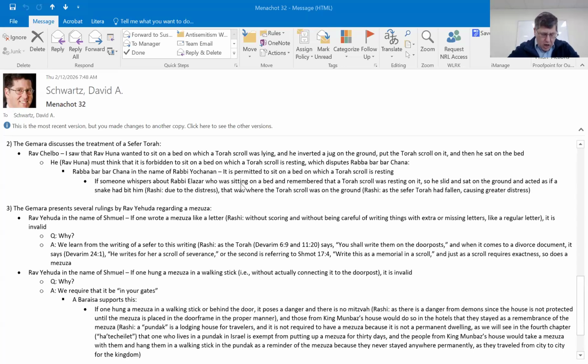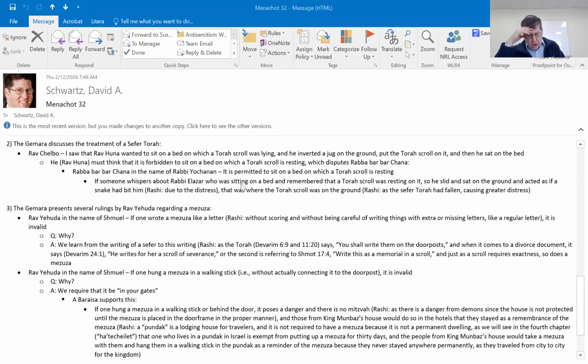Kasavar, he thought, Asur Leishev al Gabi Mita Shesefer Torah Munach Aleha. He felt that it was prohibited to sit on a bed where there's a Torah sitting on it. Upligid the Rabba Barbarchana, and this was an argument with Rabba Barbarchana. Amar Rabba Barbarchana, Amar Rabbi Yochanan, Mutter Leishev al Gabi Mita Shesefer Torah Munach Aleha. You actually are allowed to sit on such a bed. Now we don't paskin that way. We say that you're not allowed to.